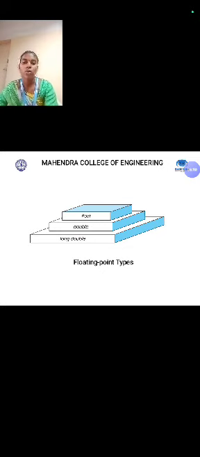The next one is floating point type. So floating point type is three types. First one is float, second one is double, then third one is long double. So double means the floating value is increased in precision.